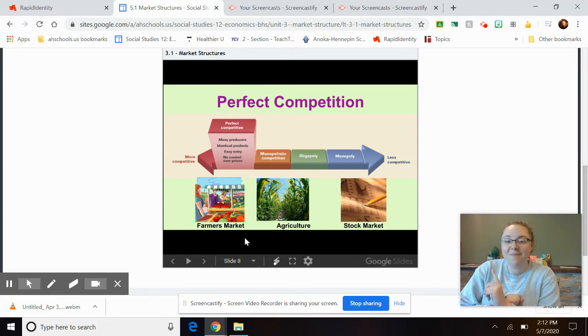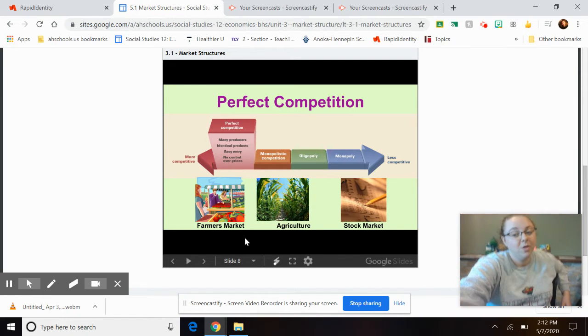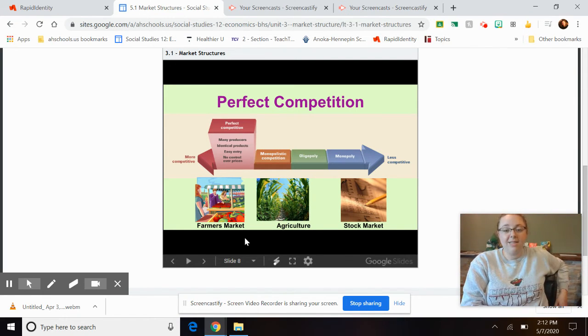On the more competitive side is perfect competition, and on the least competitive side is monopoly, and in between are oligopoly and monopolistic competition. Now, perfect competition. I know I've used this example before, but let's say we're selling zucchinis. I grow zucchinis in my backyard, and so does my neighbor Sue. And we both are selling our zucchinis.